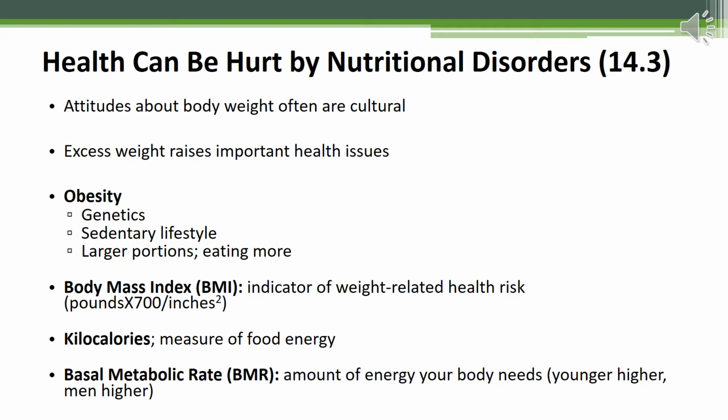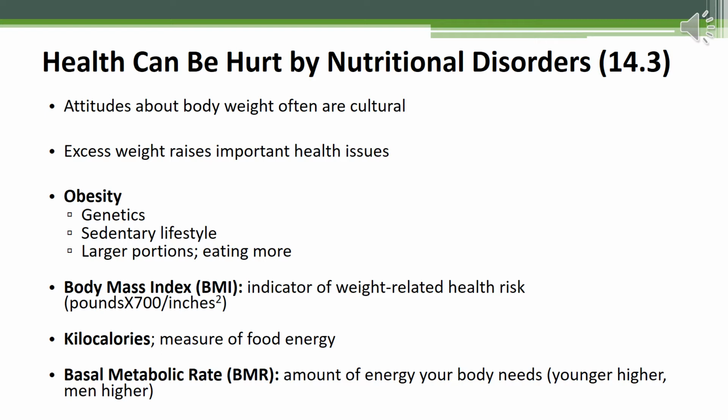And one of these issues that we're seeing in the United States is obesity, which is caused through a combination of genetics and sedentary lifestyle, or just sitting around, and also the larger portions of food available, or just people eating more. And we can figure out if someone is obese by looking at the body mass index, or BMI, where we compare our height to our weight, and this is typically used as an indicator of weight-related health risk.